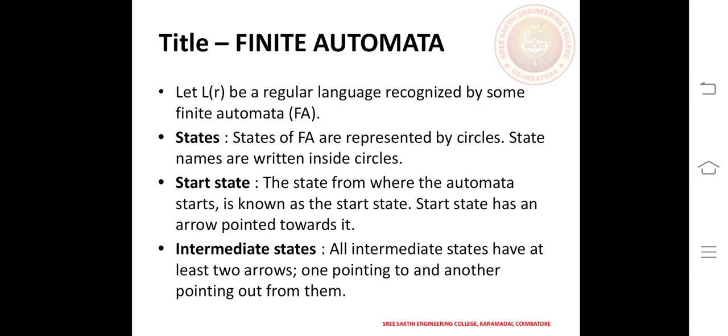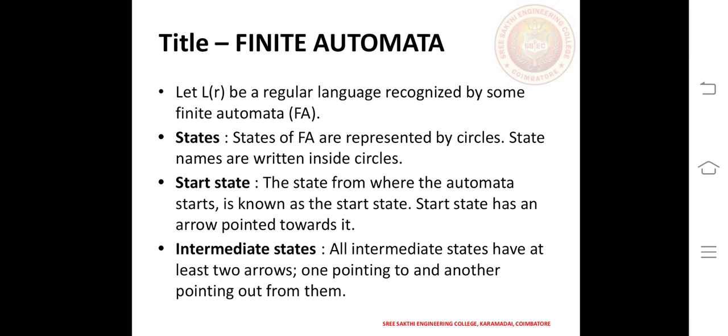Let L of R be the regular languages recognized by some finite automata FA. So we have several components. First one is the states. States of a finite automata are represented by the symbol circle. The transition diagram will be represented using the following symbols. So a state is represented using the circle symbol, and the state name can be written inside the circle.